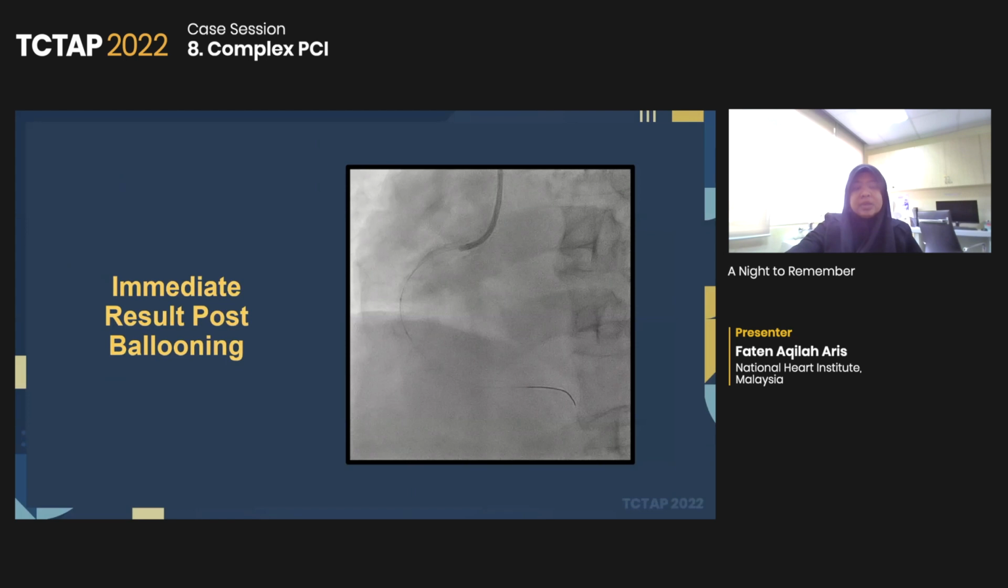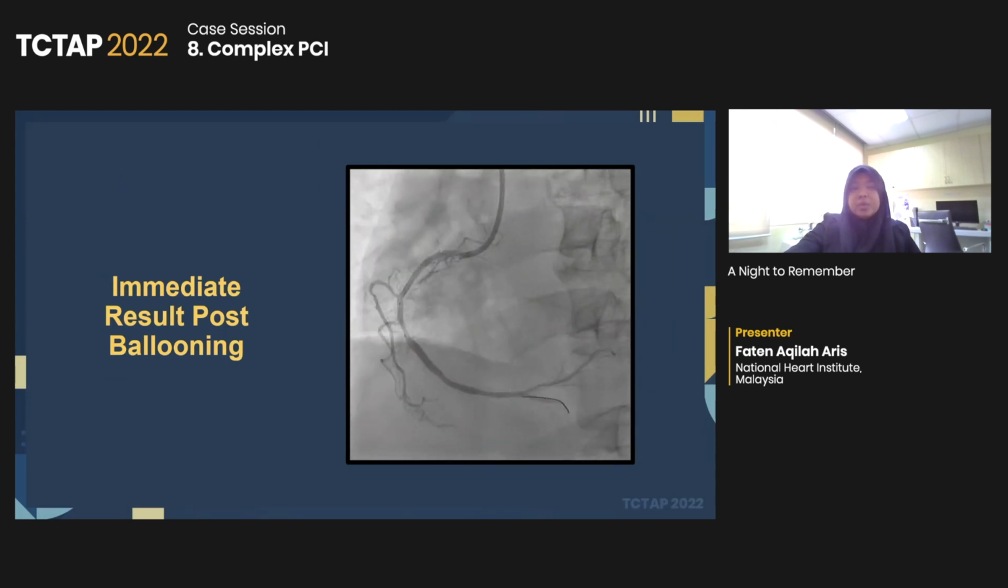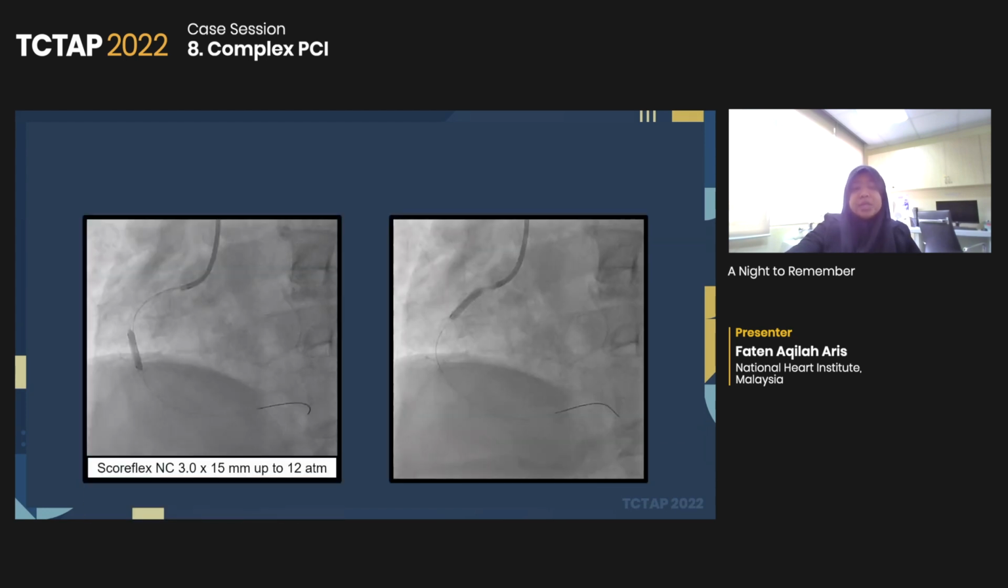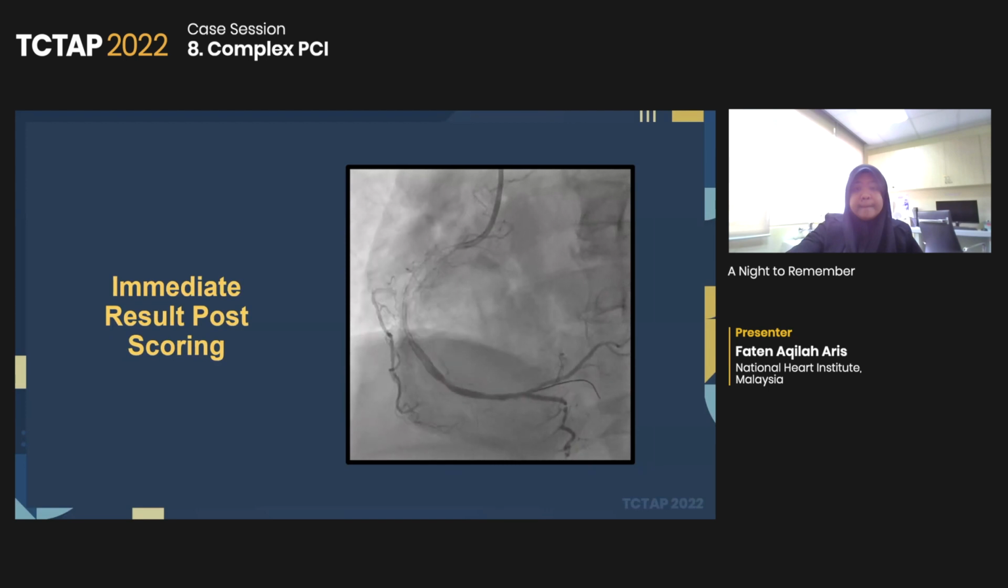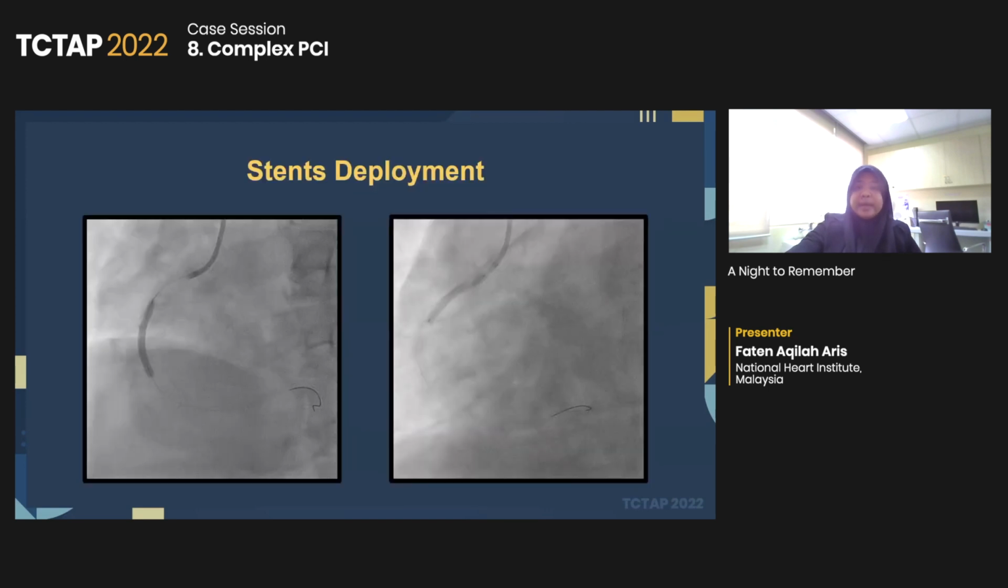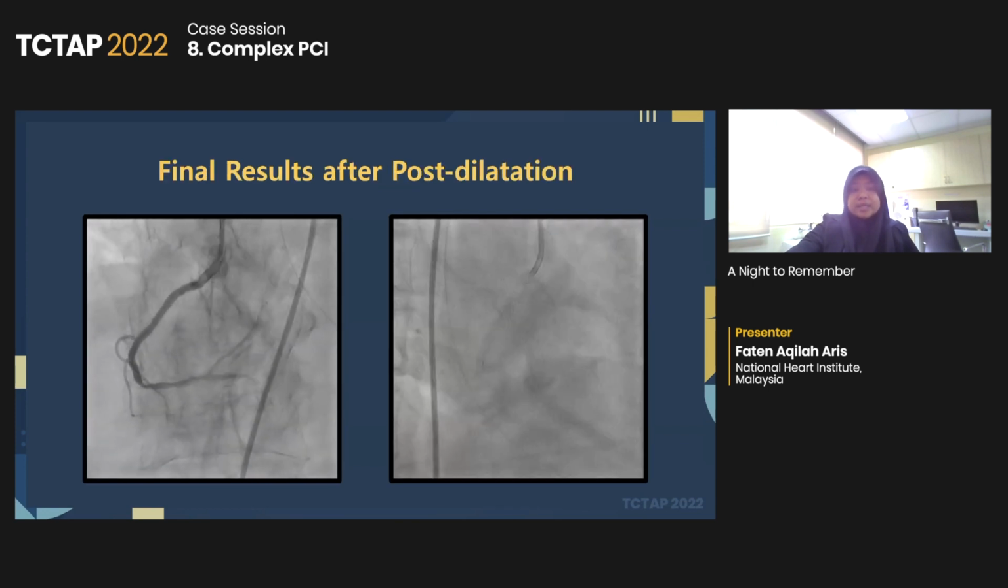So this is the immediate result post-ballooning. I will say that there is a TIMI 3 flow achieved, but we are not really happy with the result. We further prepared dilation with a scoring balloon 3015, and this is the result after the scoring balloon. So we are happy, and then we stent the RCA from the distal to the proximal with a drug-eluting stent 3030 and also 3526. This is the final result of the RCA.